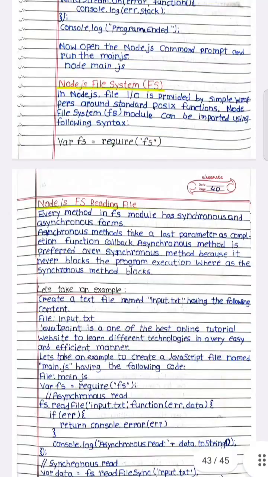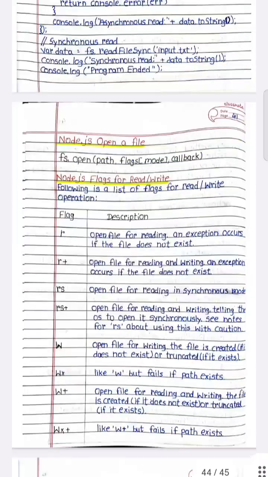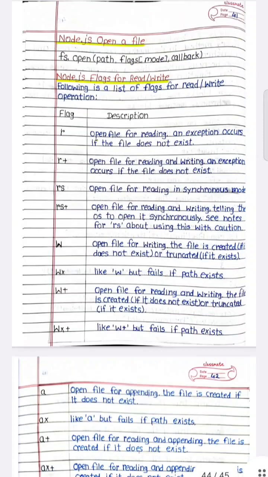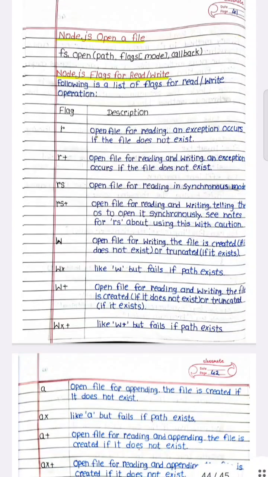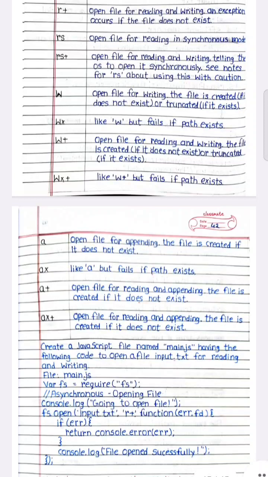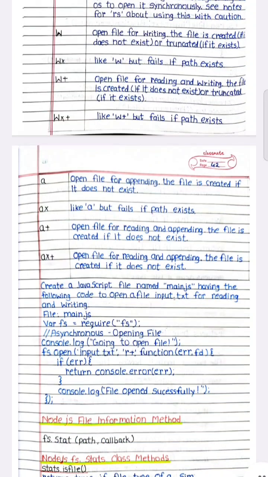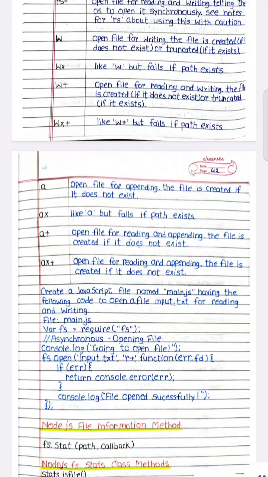Lots of things are there; if you want to see, you can study one by one. For more, there are lots of cases and examples. Here, in the last step, Node.js opens a file; you can study that one by one. Here we are showing the flags also, like read and write flags. With the flag r, opening a file for reading, an exception occurs if the file does not exist. You can also check fs.stat with the callback function.